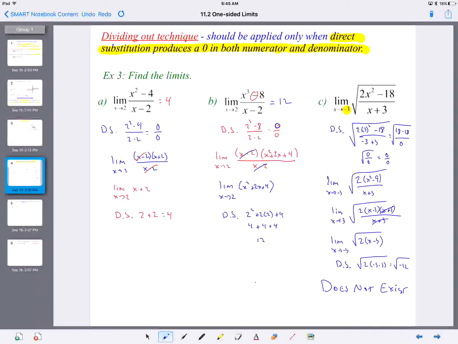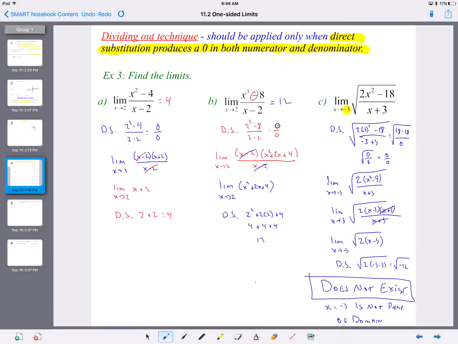And that's because x equals -3 is not part of the domain. You can't plug it in. You're not going to be getting a value there, so it does not exist. So even using algebra, we can find out things that do not exist.